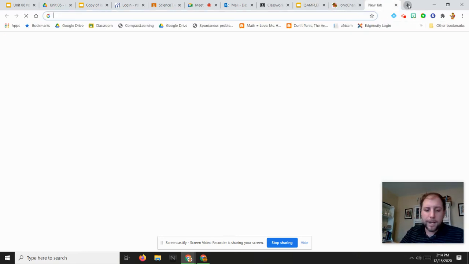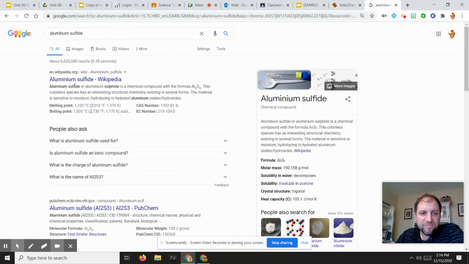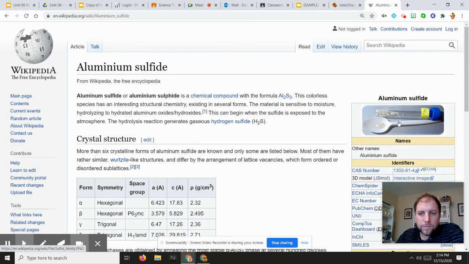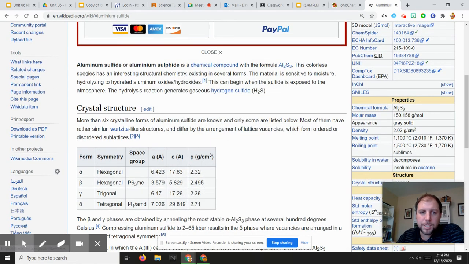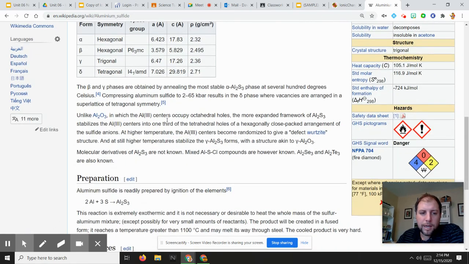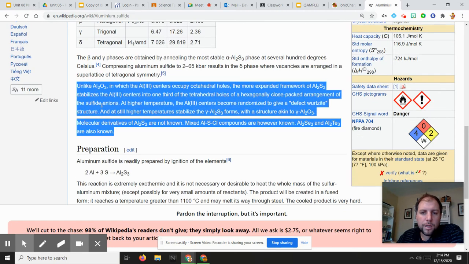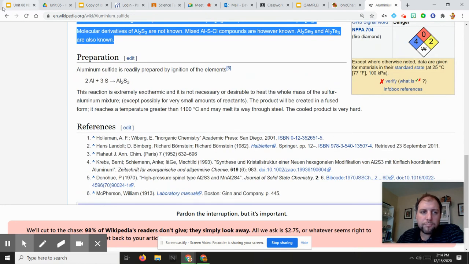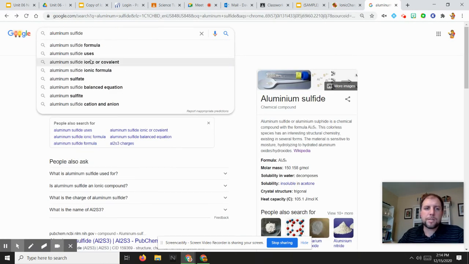Does aluminum sulfide exist? Let's find out. Oh, they even have a picture of it. Al2S3. This colorless species has an interesting structural chemistry. Preparation, references. I don't see any uses for it. It just says it's interesting, but you can look it up. Maybe aluminum sulfide uses. Let's take a look.